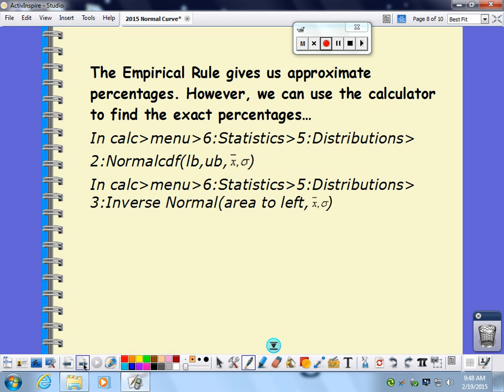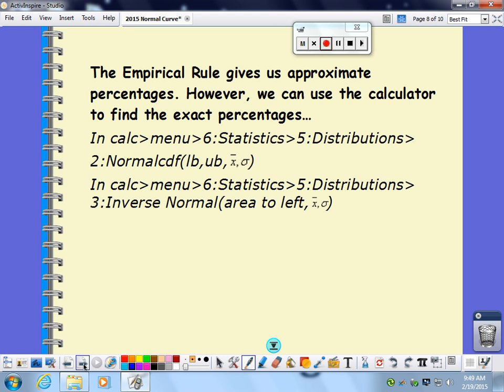All right, like I said, in class we're going to talk about how to use the calculator, because if we don't hit those cutoff marks, those standard deviation marks, the best we can do is estimate. So we're going to also show you how to use your calculator. All right, these are the commands we're going to be using. So you can try this if you have your calculator at home.